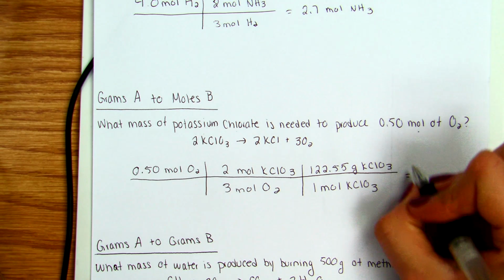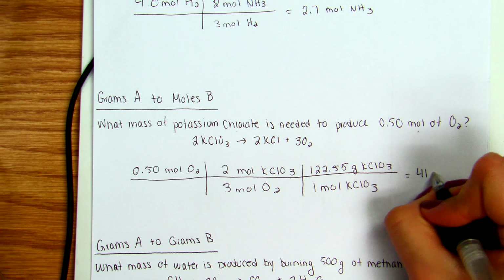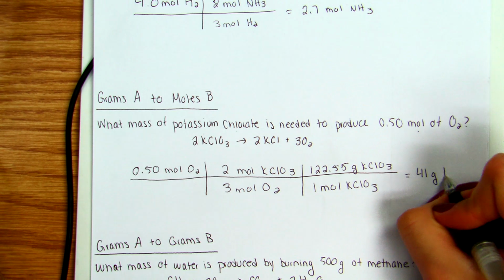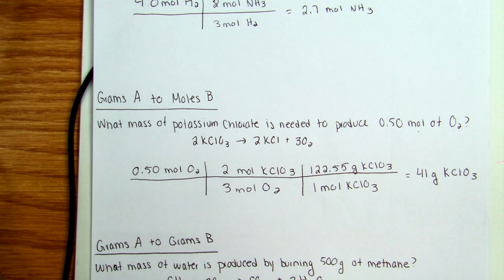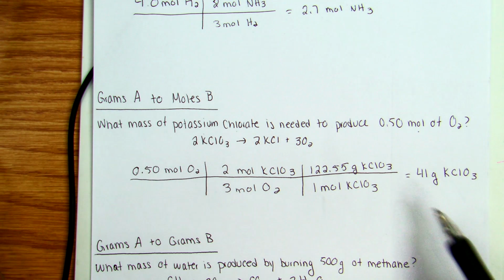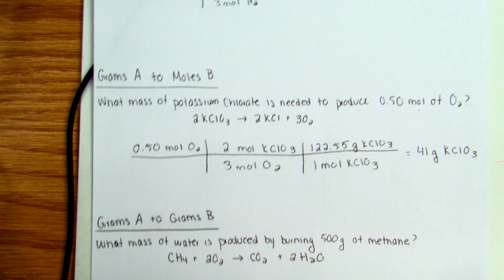Now you're going to multiply what's on top, divide through what's on bottom, and you should get 41 grams of potassium chlorate. Now notice, we haven't done this in a while, but notice how I am using significant figures. So if you need a refresher on that, go back and watch the significant figures video from earlier this year.